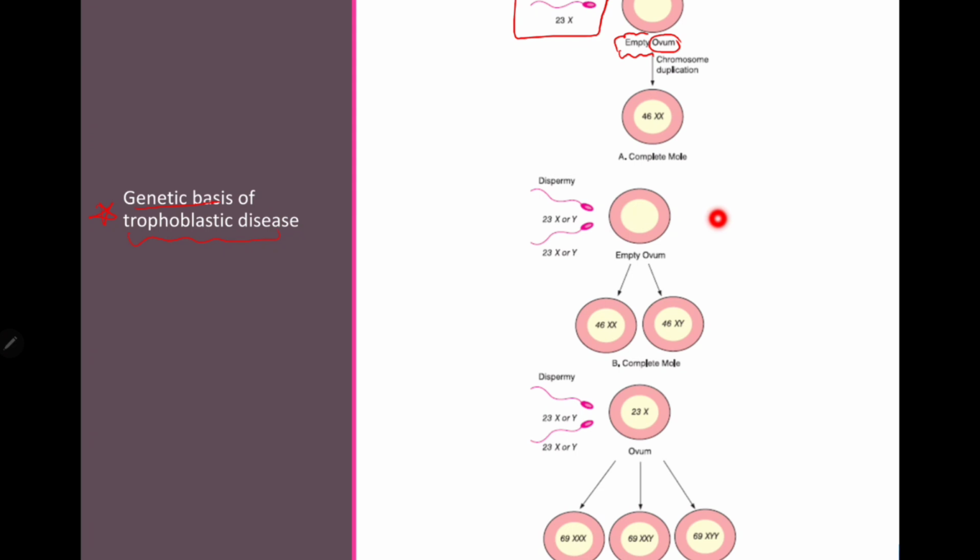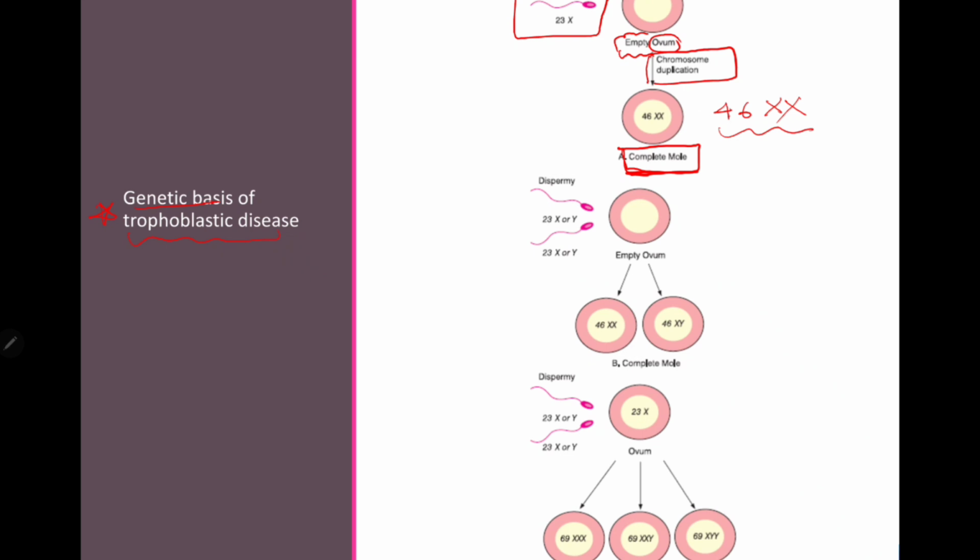Now chromosome duplication occurs, and this results in 46. What is it going to be? 46XX. This sperm chromosome will be duplicated with the empty ovum and will form 46XX. Just 46XX is going to form a complete mole. This is nothing but a complete mole.